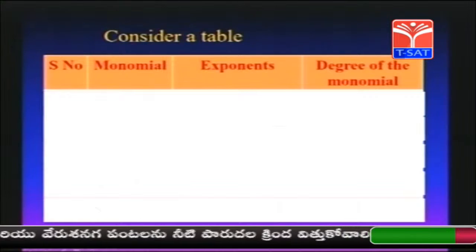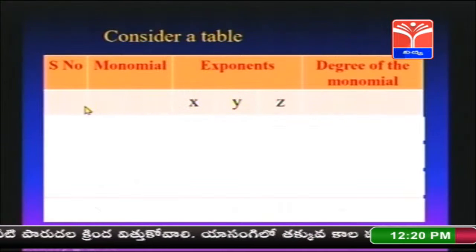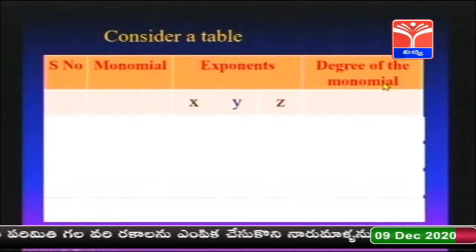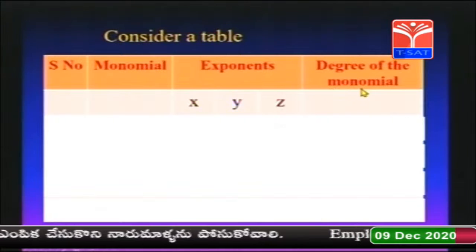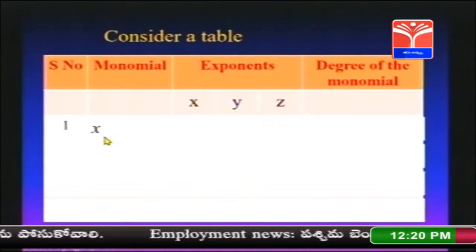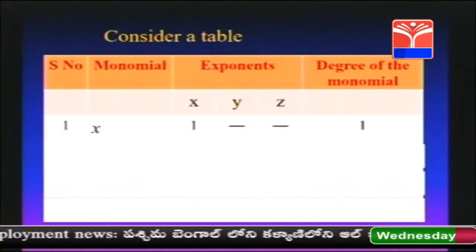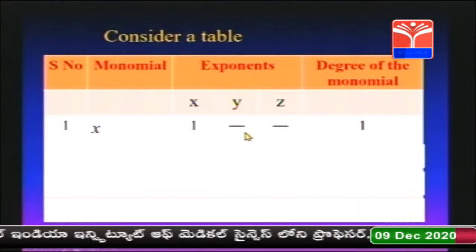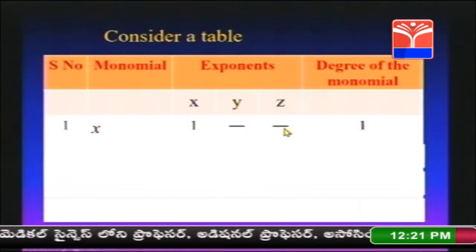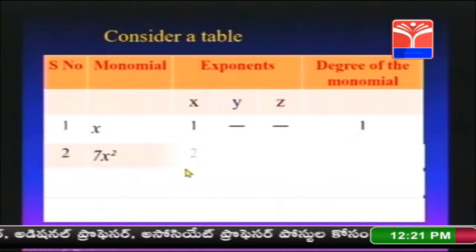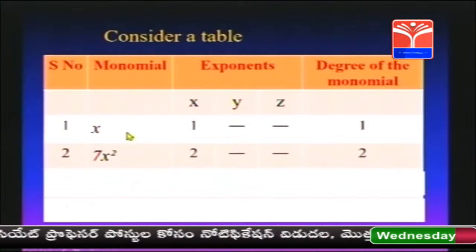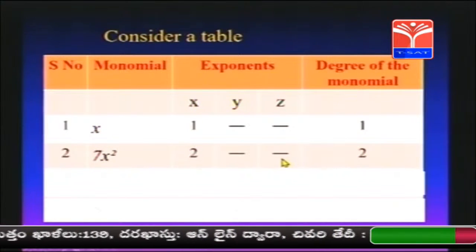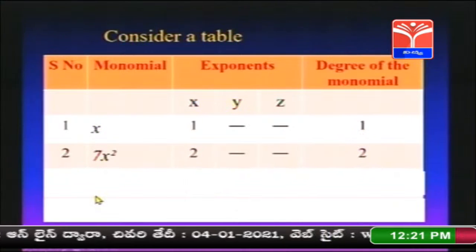Next, we will consider a small table where I have taken some algebraic expressions and the degree of the monomial. How do you write the degrees of the monomials? As you can see here, x is a single term where the exponent of x is 1, y is 0, z is 0. So the degree of this monomial is 1. 7x square, exponent is 2, y exponent is 0, exponent of z is also nil. So the degree of the monomial here is 2.